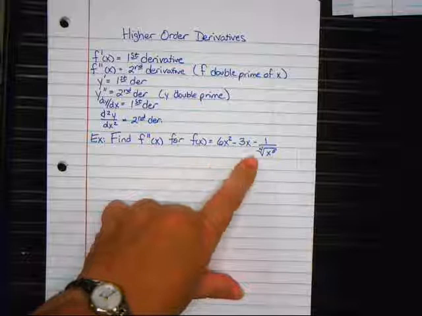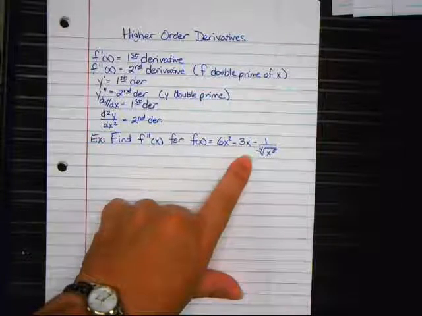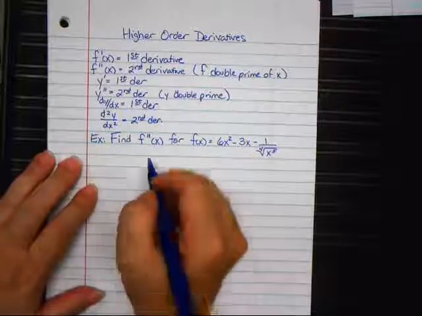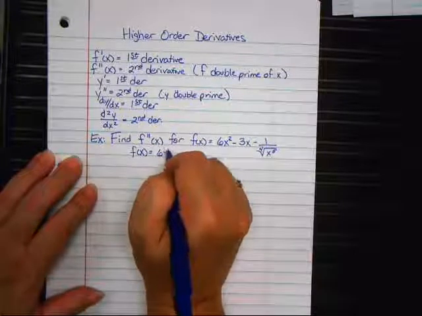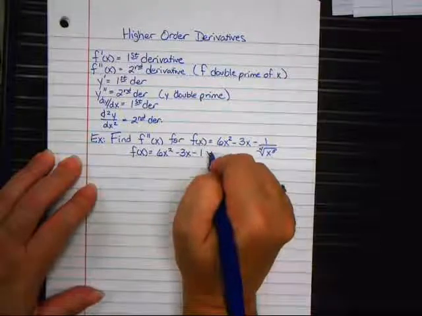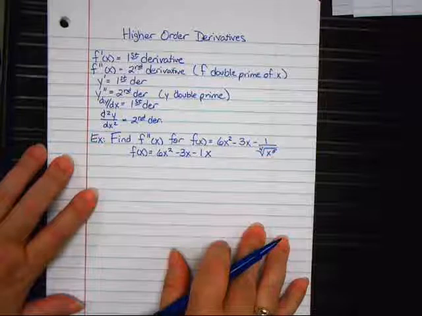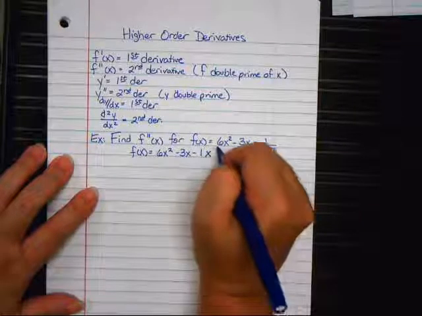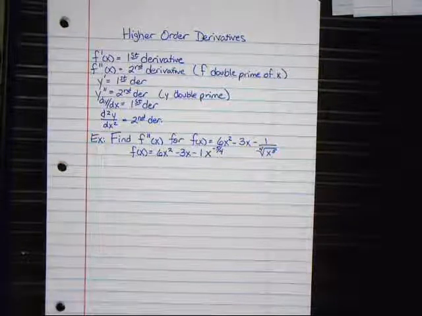So, in order to take the derivative, are all three of these in the correct format to take their derivative? No. Which one is not? The last one. So the first thing I'm going to do is recopy the problem, and fix that last term. So 6x squared minus 3x minus 1 x to the what power is that? It is negative because it's in the denominator. Power over root, so it is going to be 5 over 4.